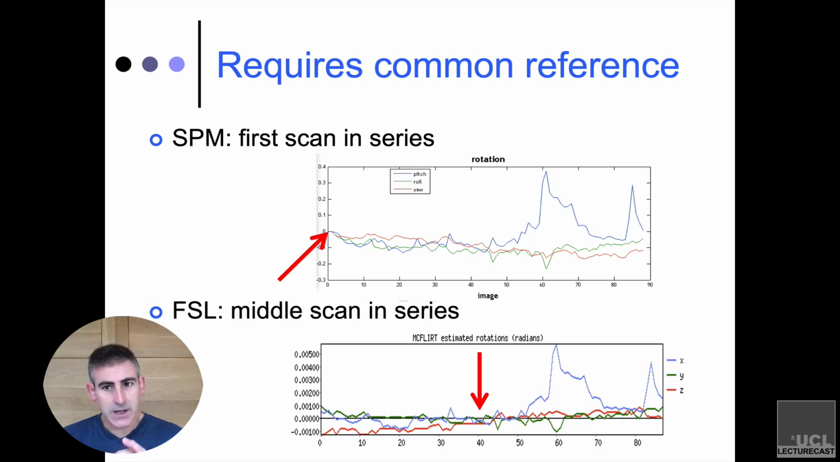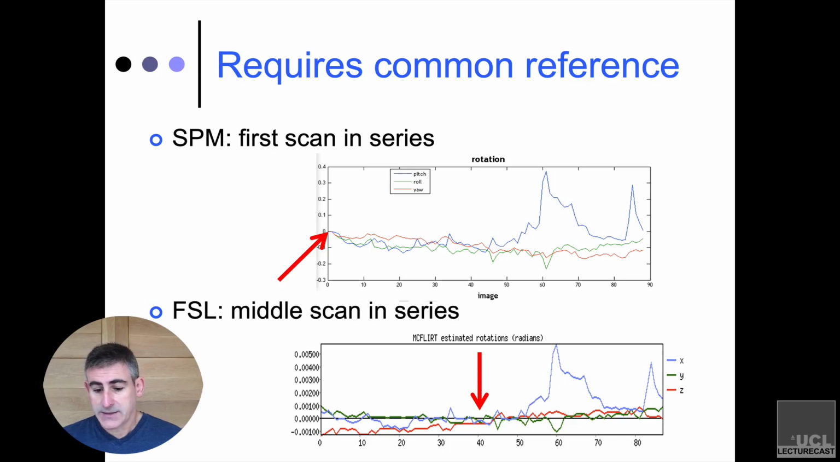Now, when I say first, I do mean first after you've deleted all your dummy scans. We're going to take them out first thing first. Then what you're left with is the data that you're interested in terms of your analysis. So the first of those volumes is your 0 point and your reference point. And all you're going to do is estimate, for instance, the pitch, roll, and yaw, the 3 rotations in X, Y, and Z, over the rest of the time series.